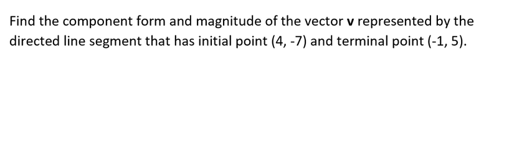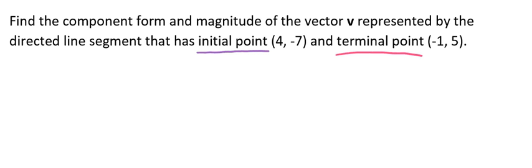Hey guys, so in this video we're going to be finding the component form of a vector. So we're going to find the component form and magnitude of vector v represented by the directed line segment that has an initial point at (4, -7) and a terminal point at (-1, 5).